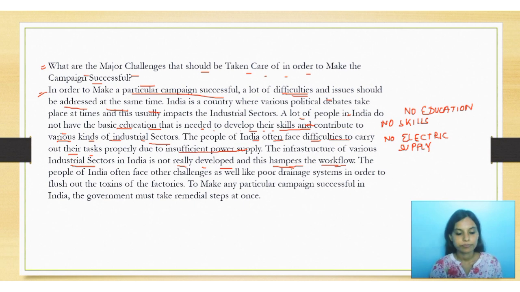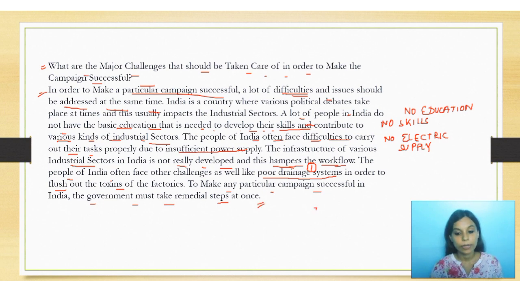There are other problems also which you can talk about, like the poor drainage systems in order to flush out the toxins of the factories. We all know that drainage systems are very bad in India. Now, to make any particular campaign successful in India, the government must take remedial steps at once.